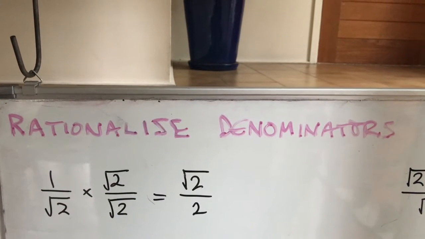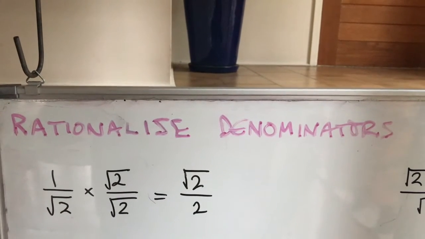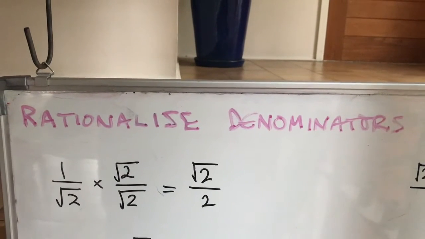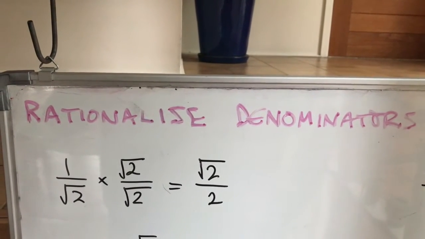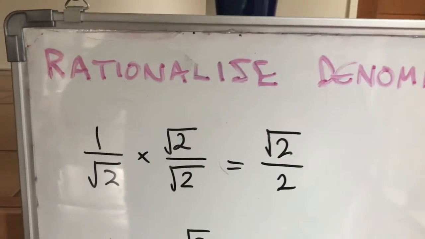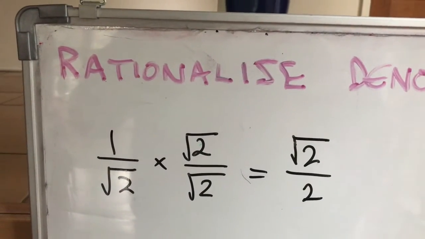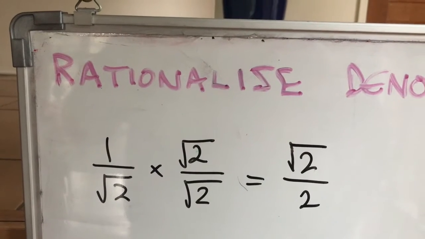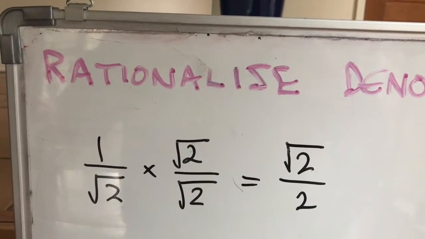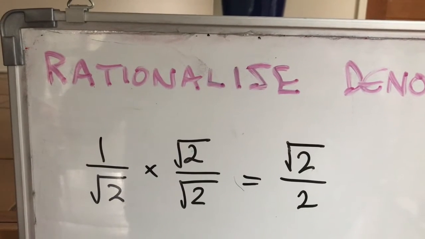Okay, surds can be nasty numbers to work with, but especially if they're in the denominator. So generally what we do is we turn any surds in a denominator into a rational number, that is, a whole number. Get rid of the surd in it. And the way that we can do that is we multiply the top and the bottom by the surd.